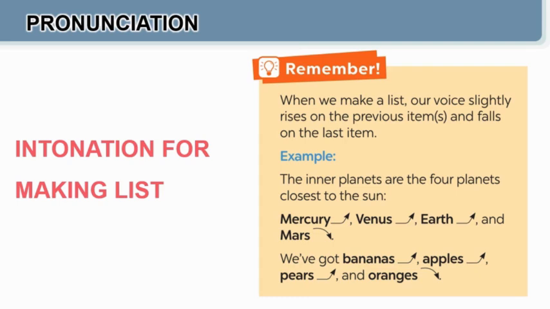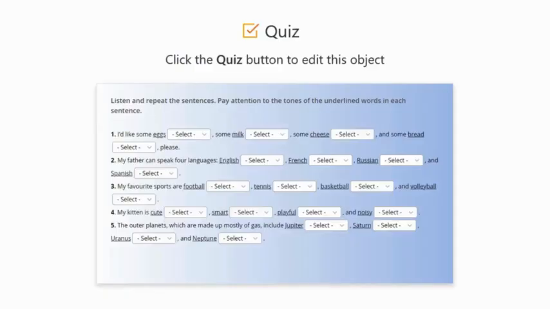Let's summarize what we have learned in this lesson. First is identifying the topic of the unit, life on other planets, right? The second one is learning to use the lexical items related to outer space. Can you tell me some words in this lesson? Remember? And the last one is you learn how to use intonation for making lists correctly. Remember to apply it in daily conversation.